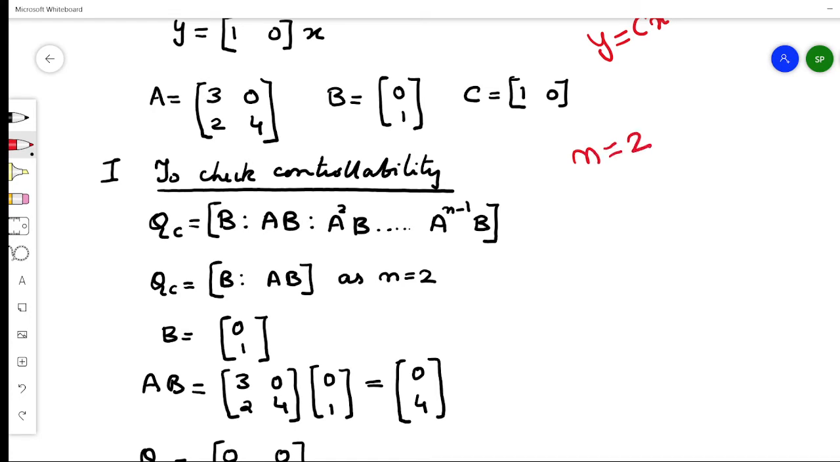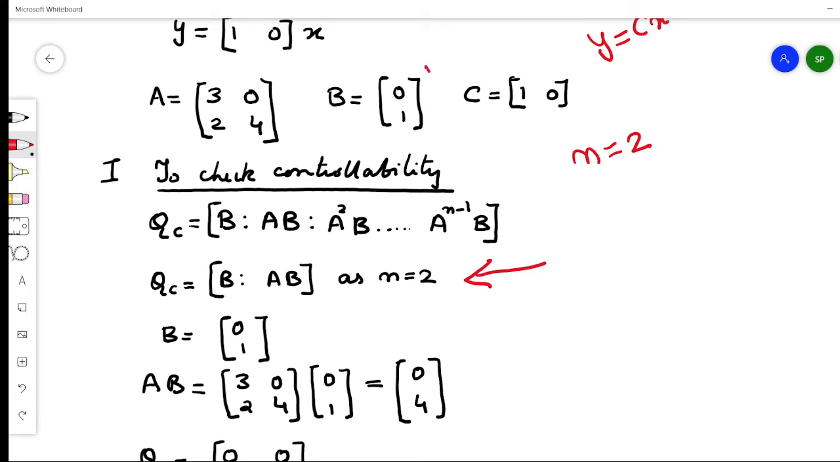So we have to form this controllability matrix QC. Since n is equal to 2, the last term should be A raised to n minus 1. n minus 1 is 1, that means A raised to 1 B. So we have the matrix QC as B and AB. So we found the controllability matrix QC is equal to [B AB].